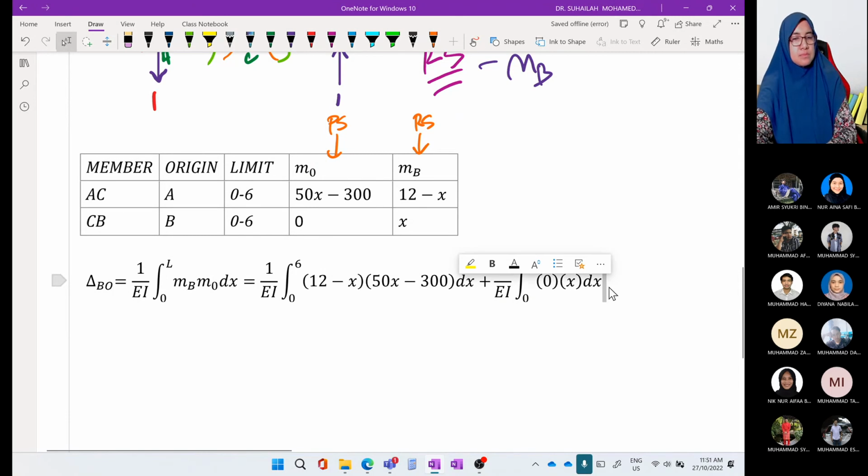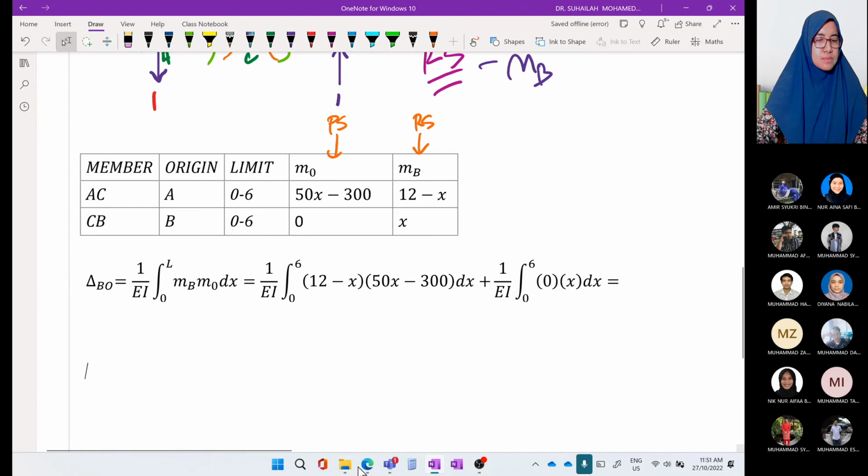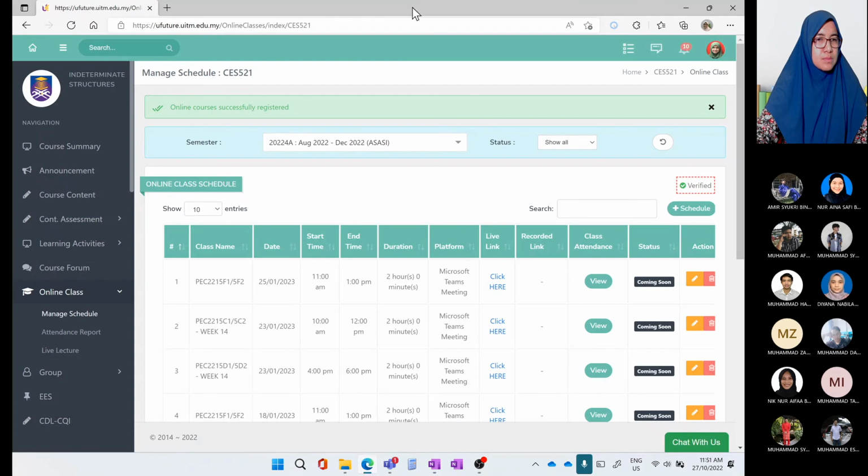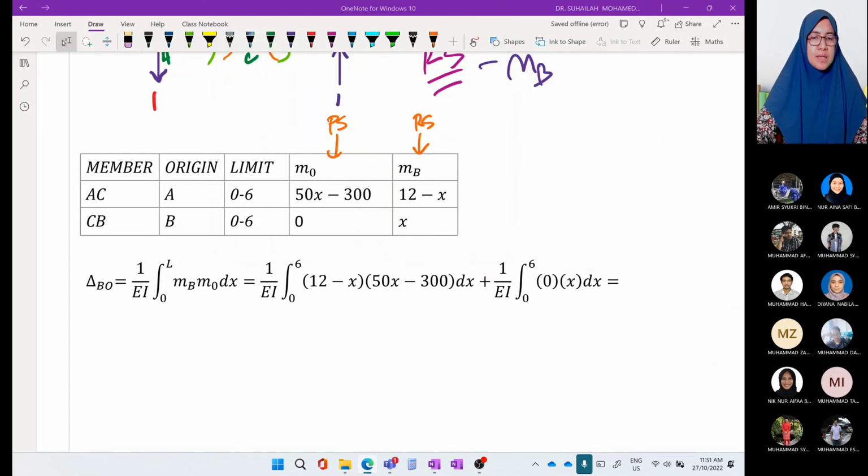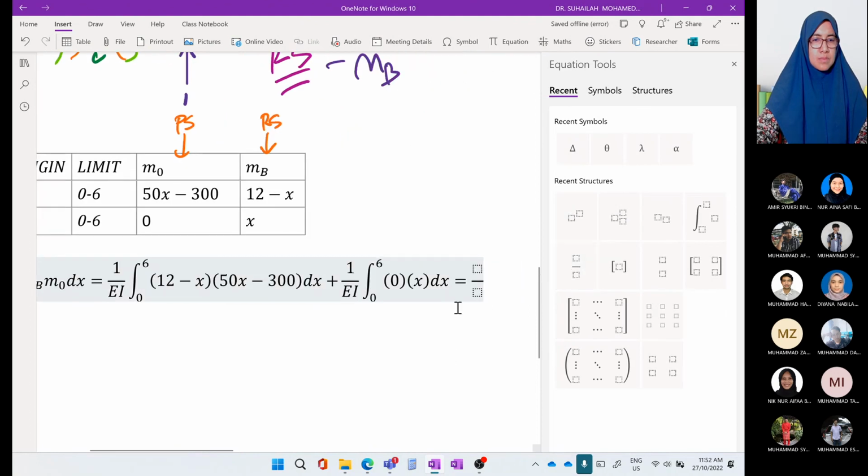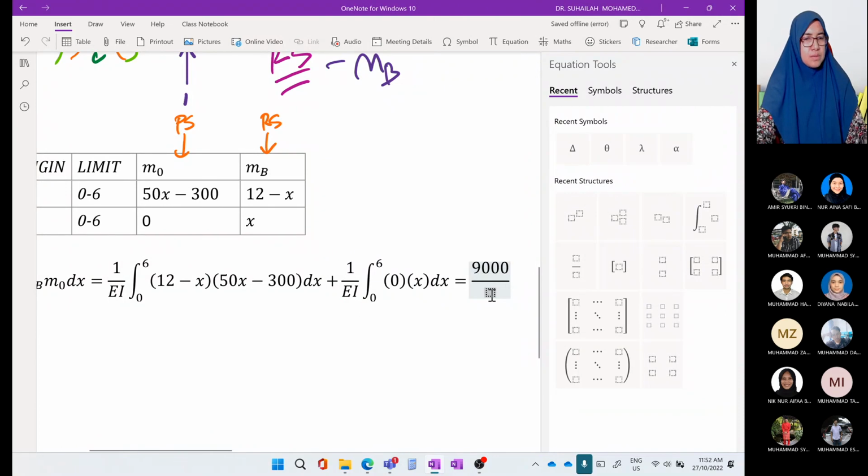So what is the answer? Please calculate using the calculator. It is 9,000 over EI.